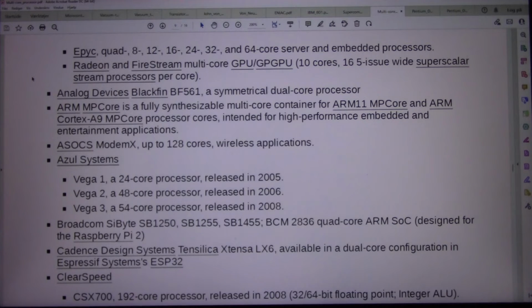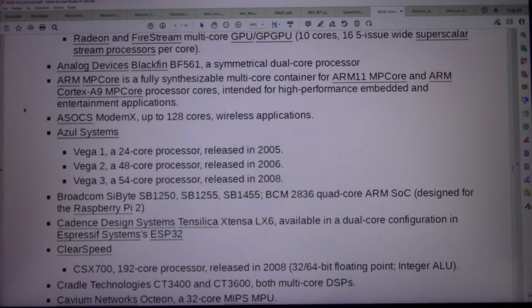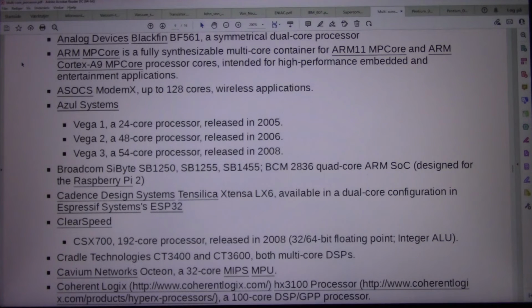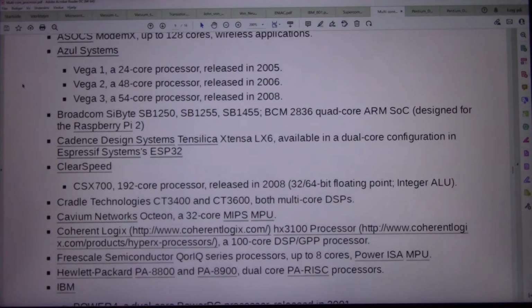Analog Devices Blackfin BF561, a symmetrical dual-core processor. ARM MPCore is a fully synthesizable multi-core container for ARM11 MPCore and ARM Cortex-A9 MPCore processor cores, intended for high-performance embedded and entertainment applications. ASOCS ModemX, up to 128 cores, wireless applications. Azul Systems Vega 1, a 24-core processor, released in 2005. Vega 2, a 48-core processor, released in 2006. Vega 3, a 54-core processor, released in 2008.